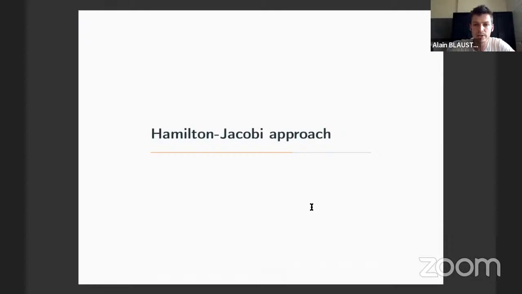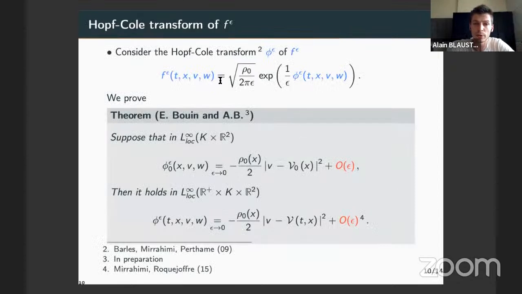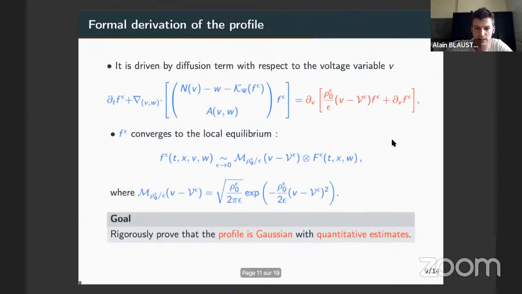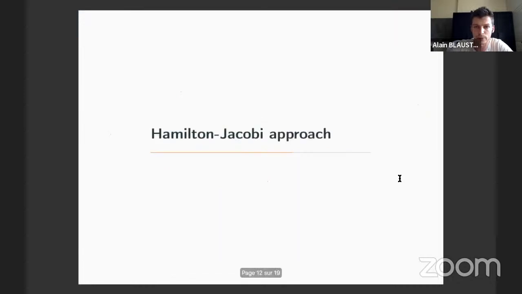So we had several approaches to justify this limit. The first one was what I called the Hamilton-Jacobi approach. The idea is to study what we call a Hopf transform phi epsilon of F epsilon. You say that F epsilon is an exponential of 1 over epsilon times phi epsilon, and you want to go through the convergence analysis of phi epsilon. If you manage to prove that phi epsilon looks like a quadratic function of this type, then you're done, because going back, you get exactly what was in the formal computations.